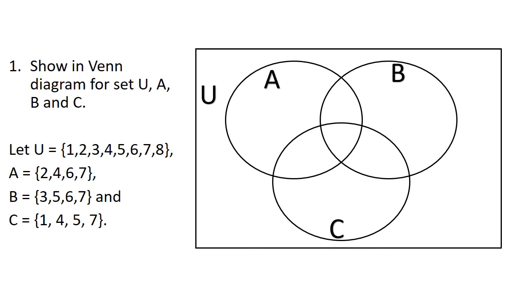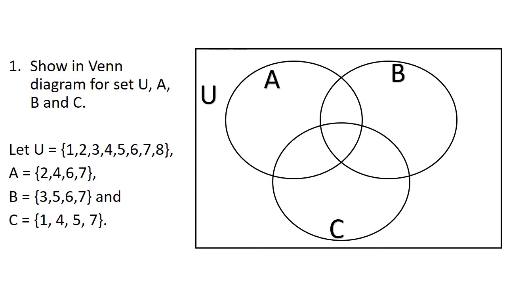Example number 1, show in Venn diagram for set U, A, B, and C, where the universal set is equal to 1, 2, 3, 4, 5, 6, 7, and 8, and A is the set of 2, 4, 6, 7, and B is the set of 3, 5, 6, 7, and C is the set of 1, 4, 5, and 7.